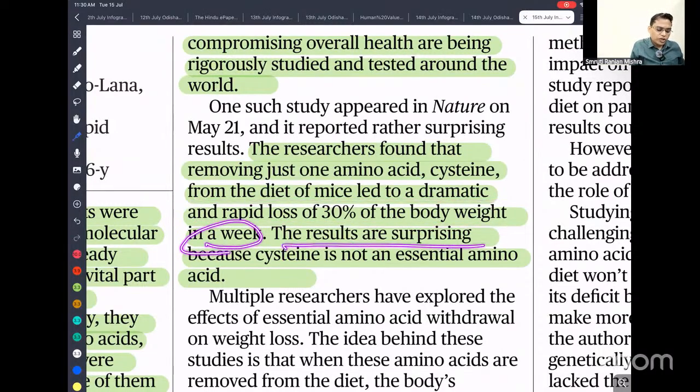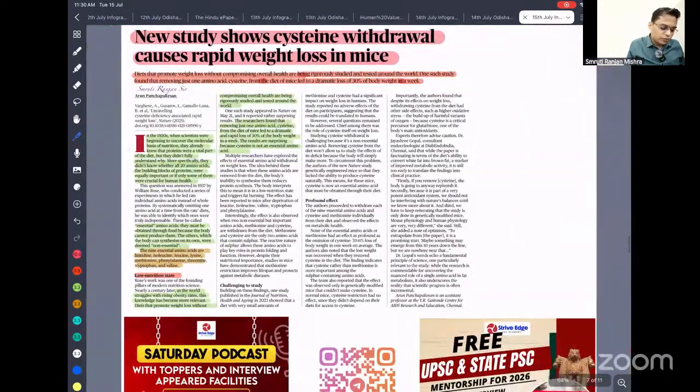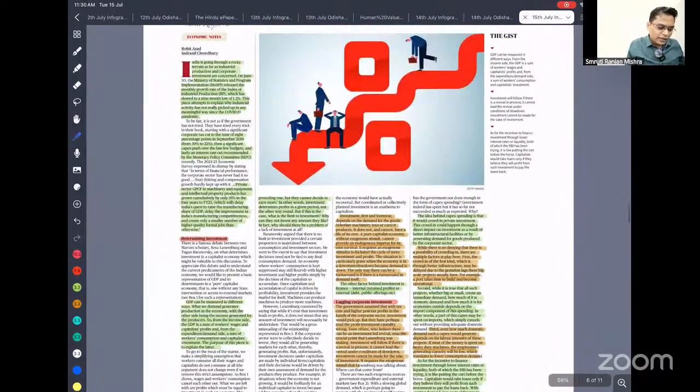This result is surprising because it is not an essential amino acid. That means our body can produce it on its own. Okay? So this is more than important. You need to know about all these essential amino acids, non-essential amino acids, and there are novel ways through which we can reduce our body weight also. So this article is also very important.